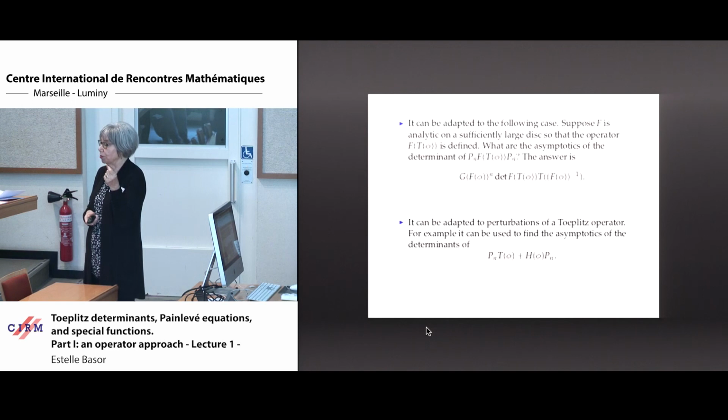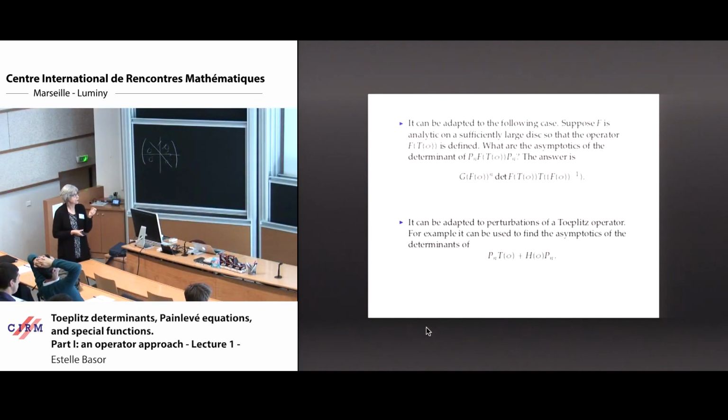It's the geometric mean applied to f of phi times the determinant of f of T of phi times T of f of phi inverse. So the very same proof works, and it works in the matrix case. Sometimes you get interesting answers out of this. It can be adapted to perturbations of a Toeplitz matrix. You can take Toeplitz plus Hankel, chop it off, take the upper left-hand corner and ask about those asymptotics. Or T of phi plus H of psi even. You can change H, so it's very adaptable.